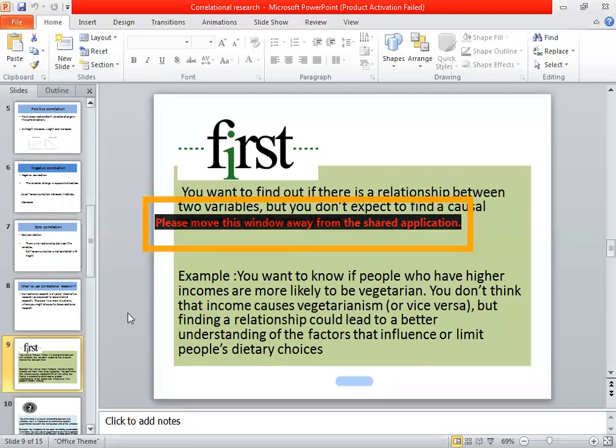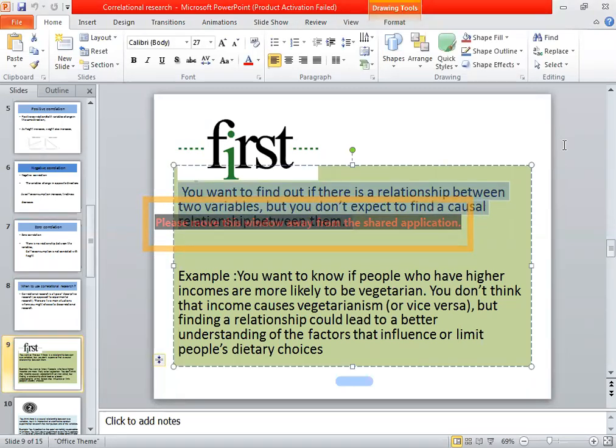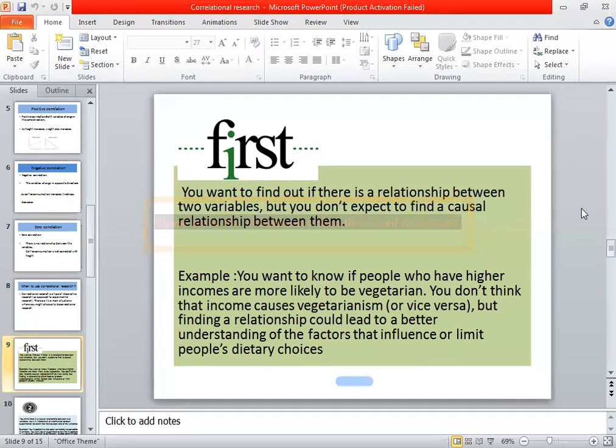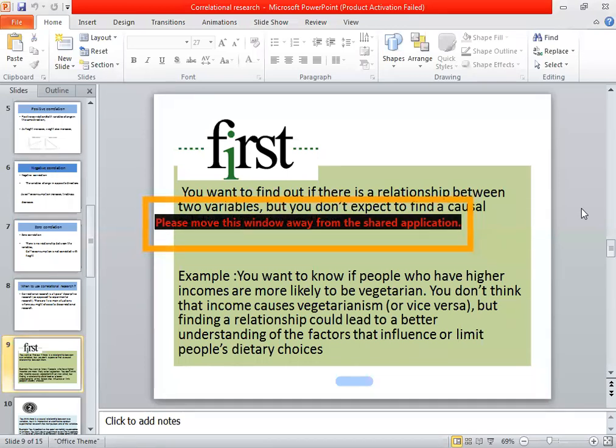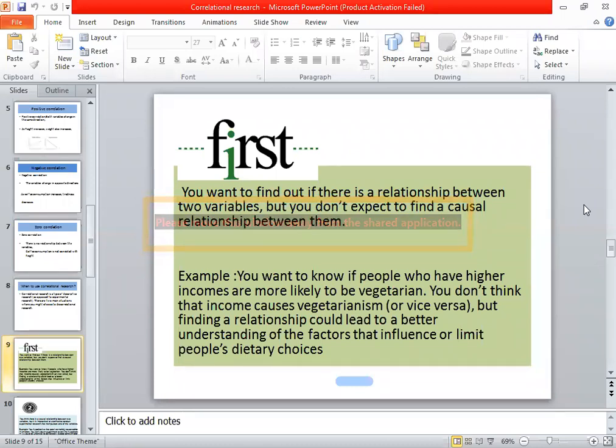Okay, so what do we do in correlational research? First, we want to find out if there is a relationship between two variables, but we don't expect to find a cause and effect relationship between them as a researcher. For example, if we want to generate a theory or an explanation about the diet choices of people, whether they would be more vegetarian because of having higher incomes or not. We just want to see whether higher incomes are related to the food choices of people or not.